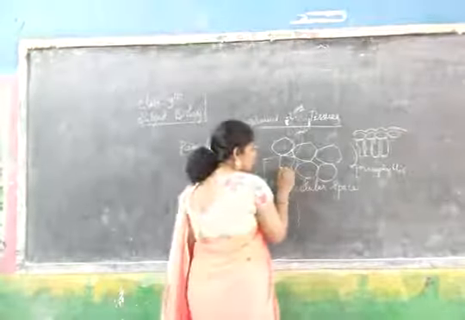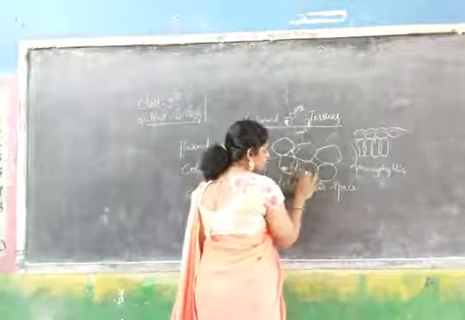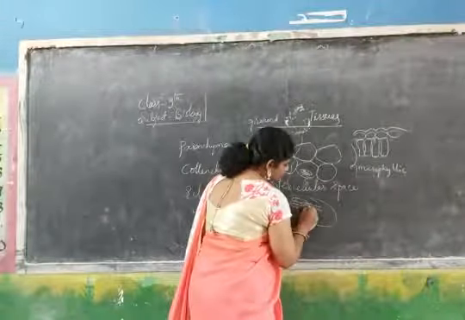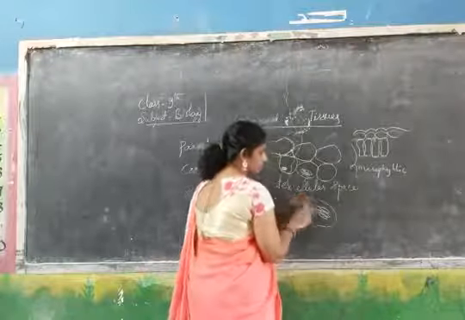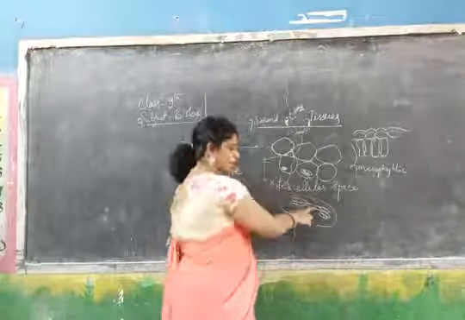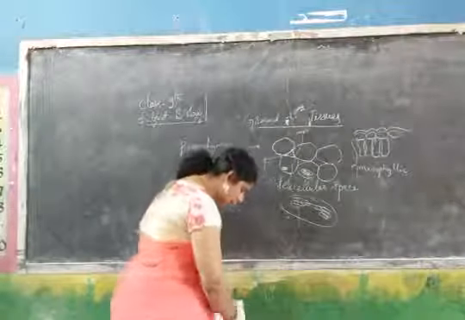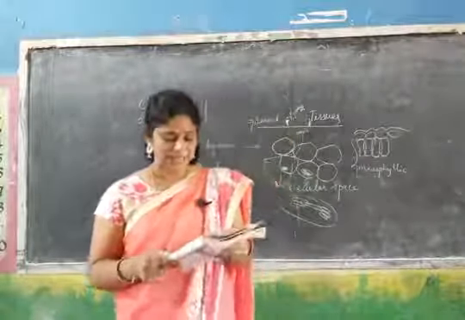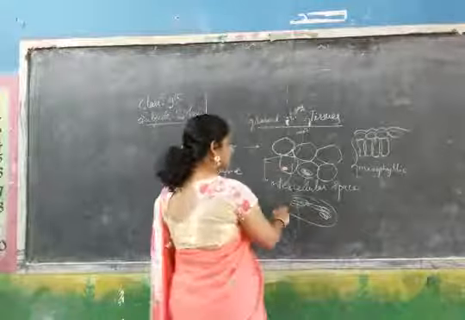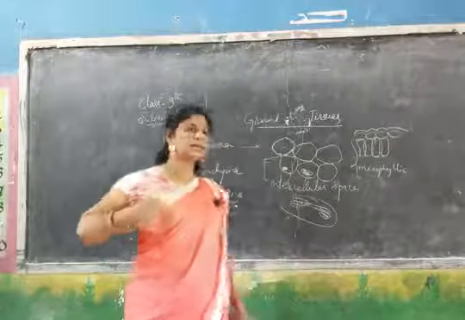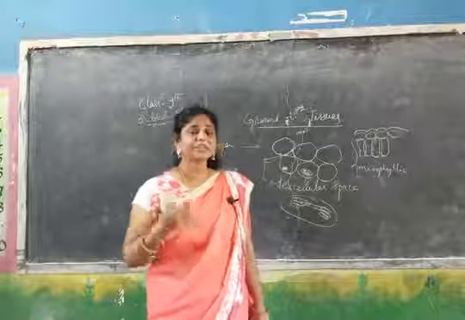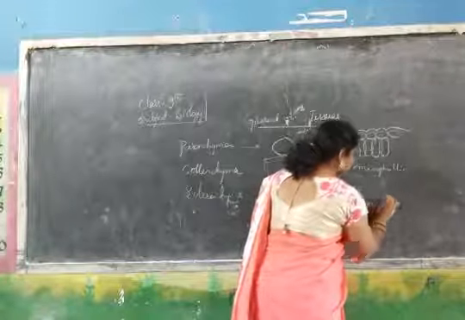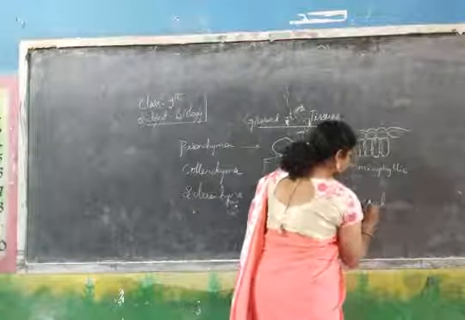It also contains chloroplast, with a structure like this: granum, thylakoid membrane, stroma, lamella. So it contains the chloroplast also. Parenchyma which contains chloroplast in each and every cell is called chlorenchyma. Here specifically, if the parenchyma contains chloroplast, we will call it chlorenchyma.